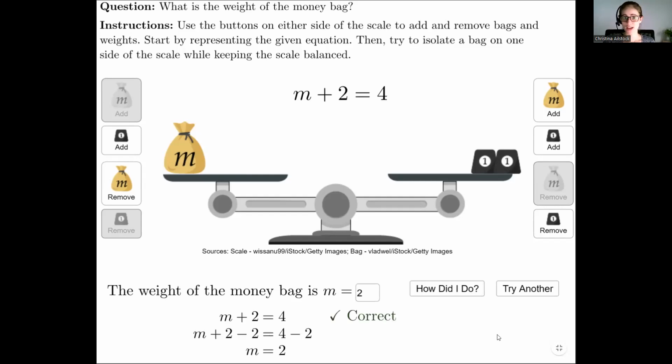Okay, so hopefully that visual helped you. That's one way for you to see why you need to do the same thing to both sides, why we're doing the opposite, the inverse, because that's taking it away, but we have to do it from both sides to keep things balanced. Let's check it out using a different scenario.